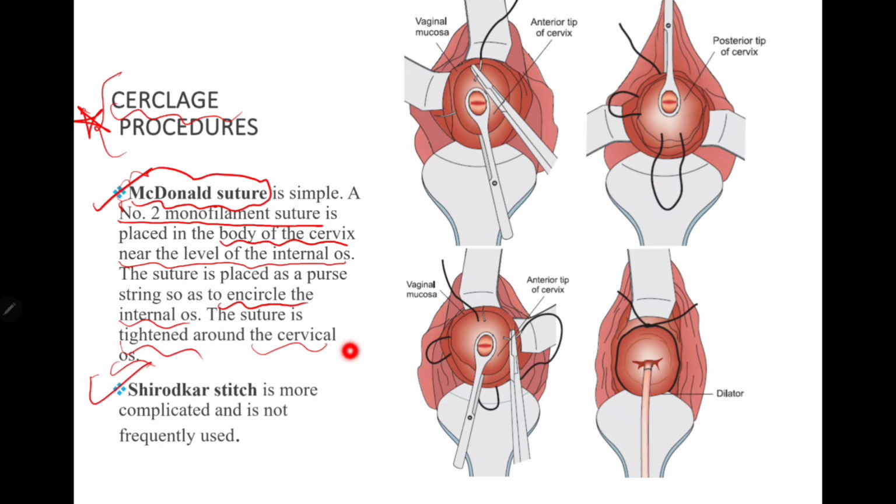Whereas if you look at the next method, Shirodkar stitch is more complicated and is not frequently used. Shirodkar stitch is very complicated, not usually used. The most common method in cerclage procedure is McDonald suture. So what are we going to do in McDonald suture? We are going to take a number 2 monofilament suture and place it in the body of the cervix near the level of internal os, and suture it encircling the internal os.